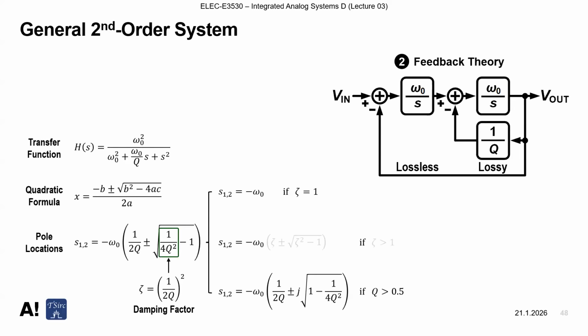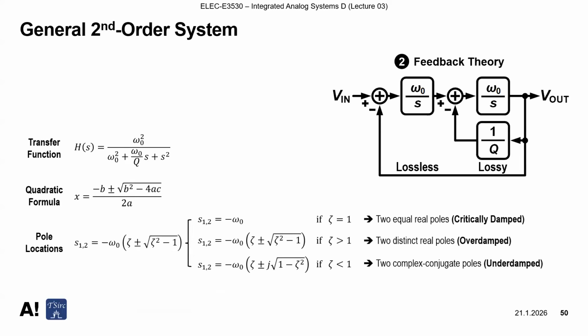And so the second condition becomes: if zeta is larger than 1, now our equation becomes like this: zeta plus minus square root of zeta squared minus 1. And the third condition becomes: if zeta is less than 1, then we have zeta plus minus j, imaginary, square root of 1 over zeta squared. So we can rearrange this formula into a more simplified version here, right? So we have, again, 2 equal real poles. That means critically damped.